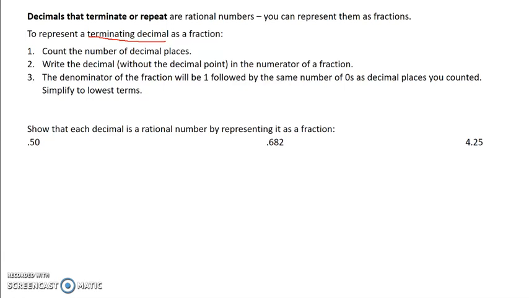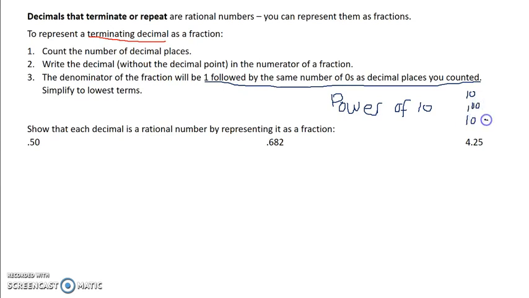Alright, so to represent a terminating decimal as a fraction, you're going to count the number of decimal places. You're going to write the decimal without the decimal point in the numerator of a fraction. And the denominator of the fraction will be 1 followed by the same number of zeros as decimal places you counted. And then you might have to simplify to lowest terms. So when I say the denominator of the fraction will be 1 followed by the same number of zeros as decimal places you counted, another way we could say this is that the denominator will be a power of 10. So the denominator is either going to be 10, 100, 1,000, 10,000 or so on.